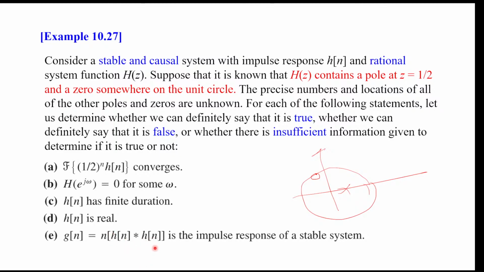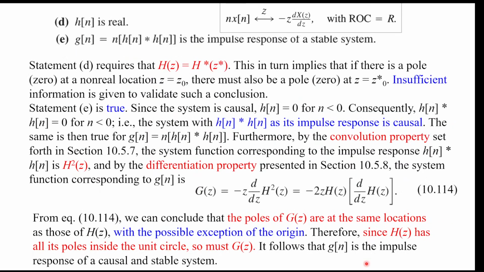Okay, and the next one is g[n] equal to n times h[n] convolved with h[n], where h[n] is the impulse response of a stable system. Oh, this is very complicated. I don't think we can do the calculation, but we can take a guess. I think it's true, raise your hand. False, raise your hand. Maybe, raise your hand. Let's see the answer. Okay, this one is true, but I think this requires a lot of calculation.